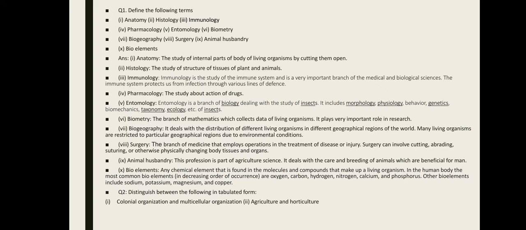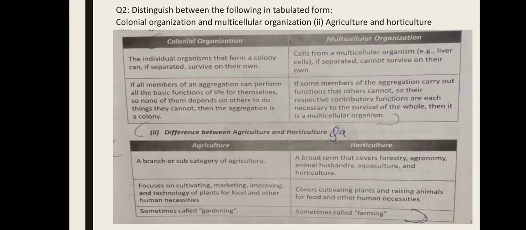Bioelements. Any chemical element that is found in the molecules and compounds that make up a living organism. In the human body, the most common bioelements are oxygen, carbon, hydrogen, nitrogen, calcium, and phosphorus. Other bioelements include sodium, potassium, magnesium, and copper.